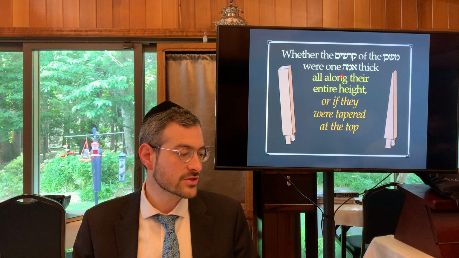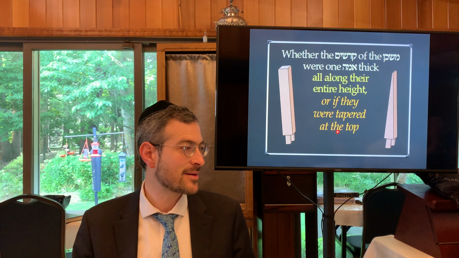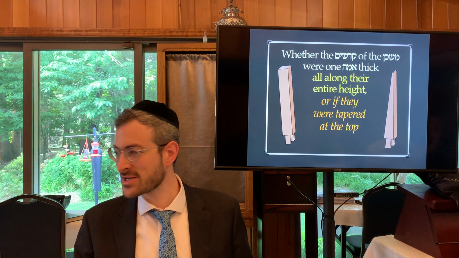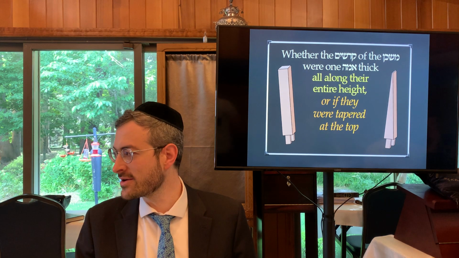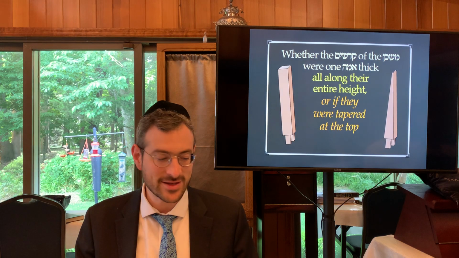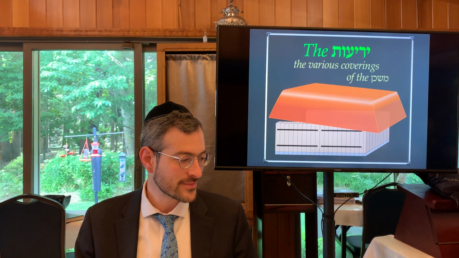Whether the Krashim of the Mishkan were 1 amah thick all along their entire height, or if they were tapered at the top. Interestingly, although we generally see these pictures, we think that they were straight up, there is another opinion in the Gemara that holds that they were actually tapered at the top. They went up on a diagonal at the top.